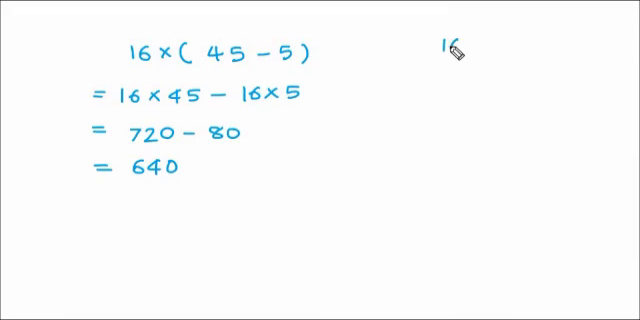Now if you do this by solving the bracket first, let's check our answer. So it will be 16 multiplied by 45 minus 5. If we solve that first, because it is inside the bracket, it becomes 40. And 16 fours are 64, and with the 0, 640. So that is the same as what we have got here.